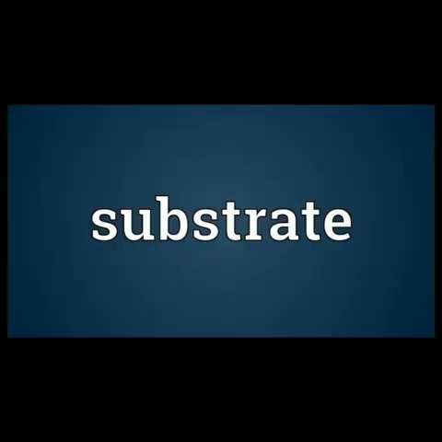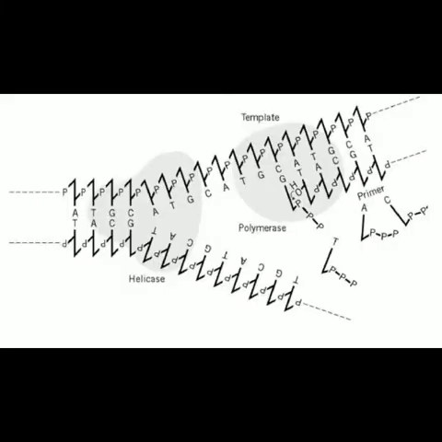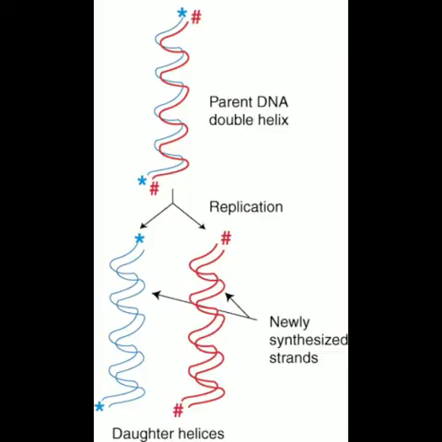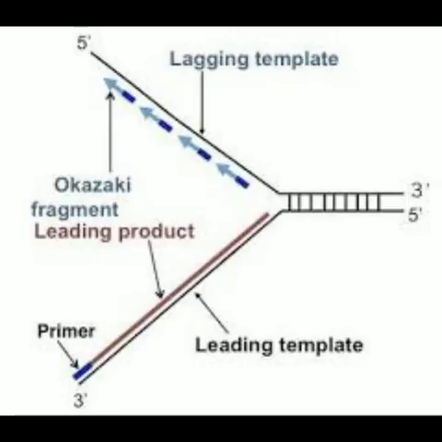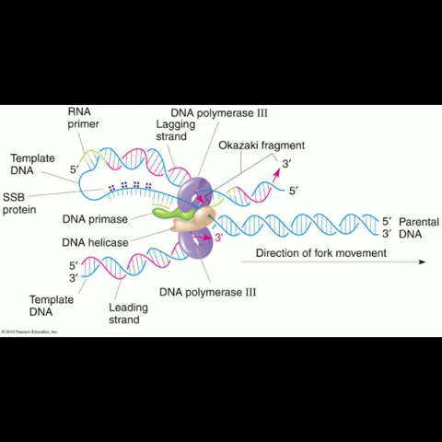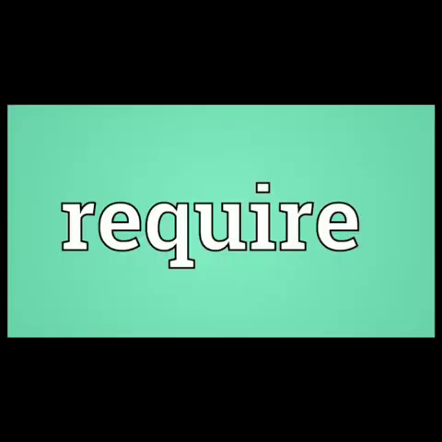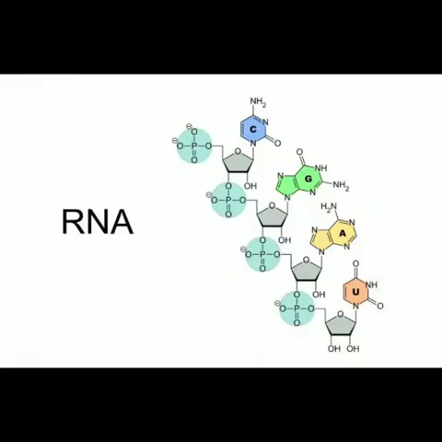Requirements for DNA synthesis. There are 4 basic components required to initiate and propagate DNA synthesis. These are substrates, template, primer, and enzymes. The replication of both parent strands is a discontinuous process. The strand that is continuously synthesized is called the leading strand, while the strand that is discontinuously synthesized is called the lagging strand.